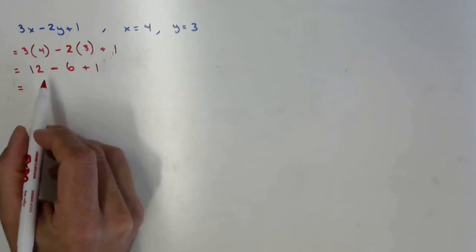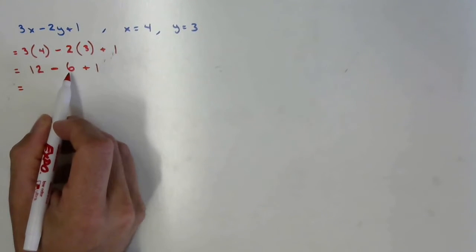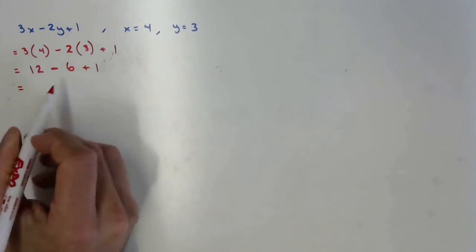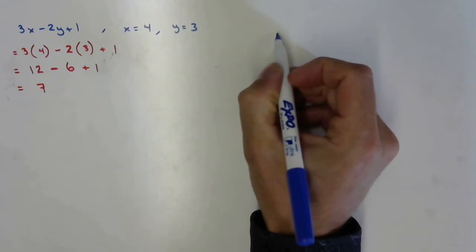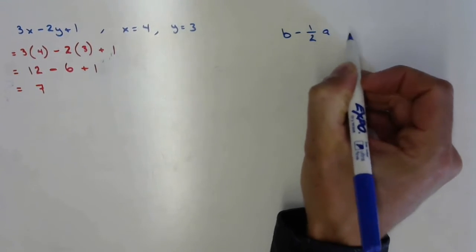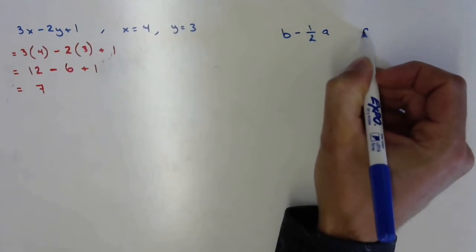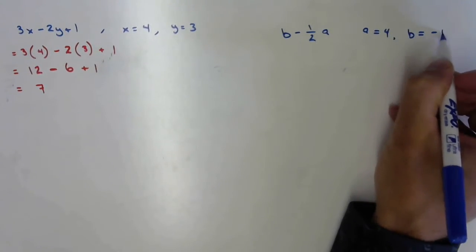And now I do my subtraction and addition left to right. So I have 12, take away 6 is 6. Plus 1 is 7. All right, there we go. Problem number 1. Our next one across the way there is evaluate b minus 1/2 a when a equals 4 and b equals negative 1.